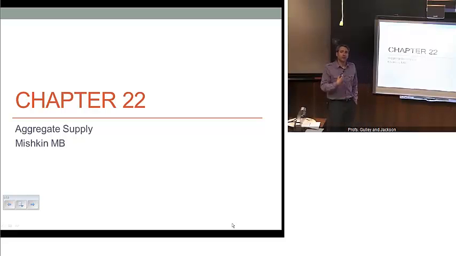Welcome. So we're continuing on our journey to understand the mechanics of the economy, and here we're talking about Chapter 22 in Michigan's Money and Banking text. And the first part of this is our aggregate supply. And so this is going to be the complement to our notion of aggregate demand.